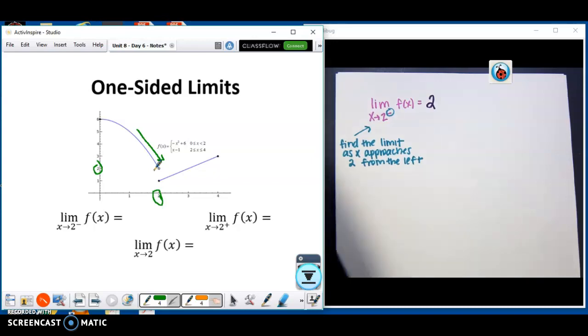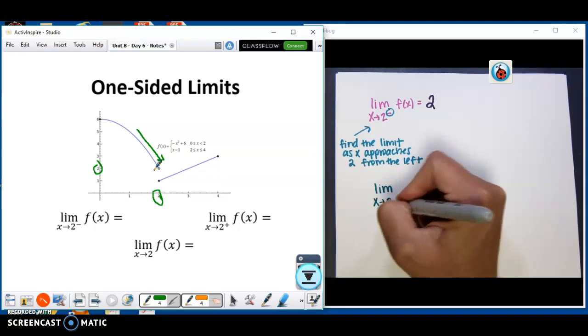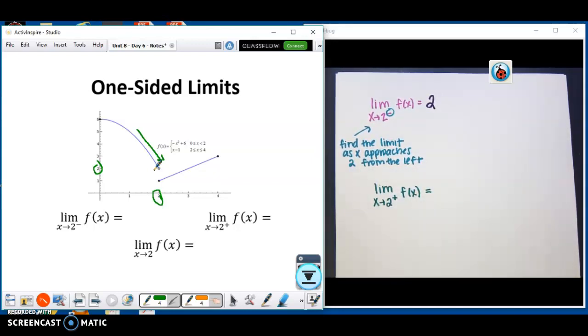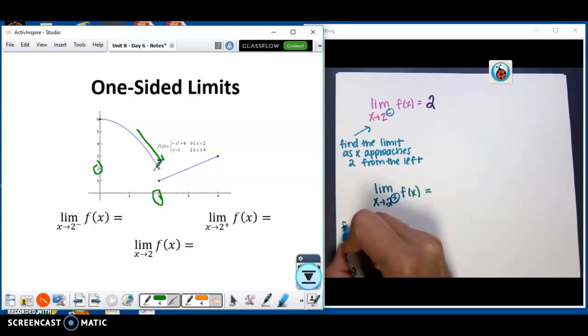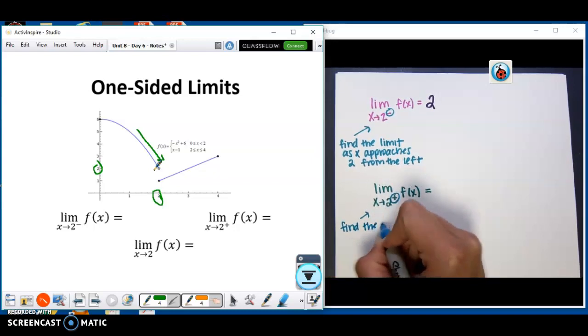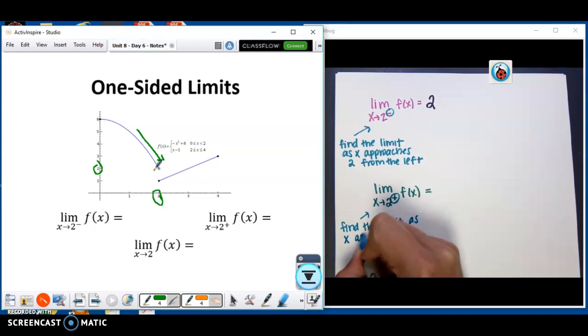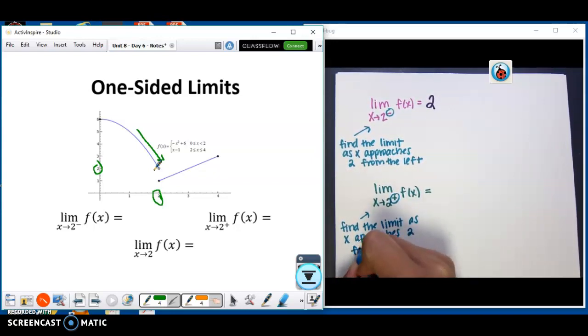Then for the limit as x approaches 2 with the plus sign, what do you think that plus sign means? Whenever you have this little plus here, it means we want to find the limit as x approaches 2, but this time we're going to be approaching from the right side of the graph.